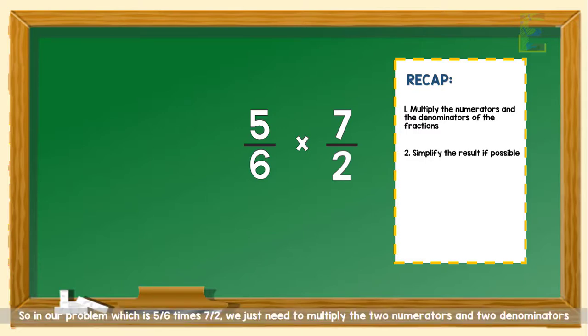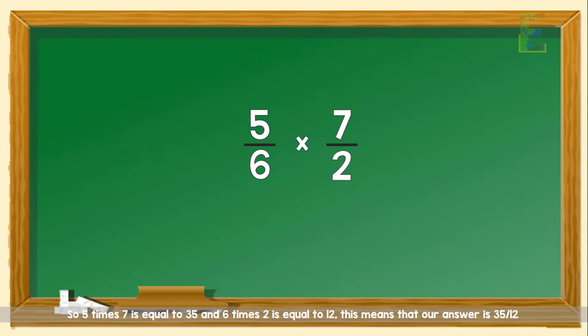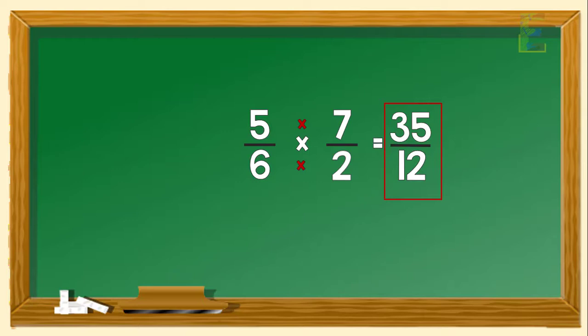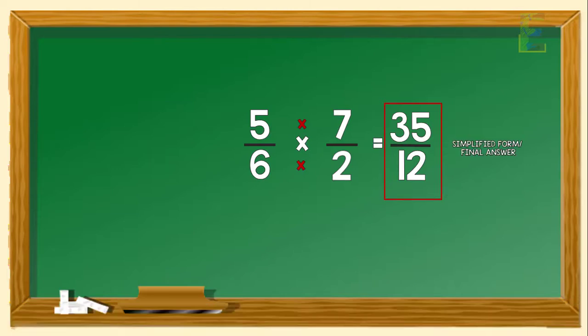So in our problem, which is 5 over 6 times 7 over 2, we just need to multiply the two numerators and two denominators. So 5 times 7 is equal to 35, and 6 times 2 is equal to 12. So this means our answer is 35 over 12. And then simplify the fraction. But in this problem, 35 and 12 don't have a common factor. Therefore, 35 over 12 is in simplified form.